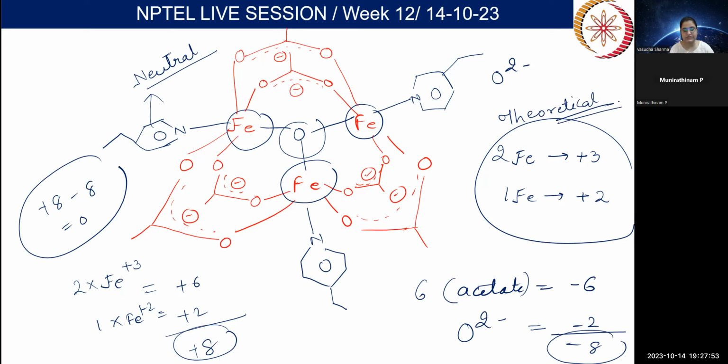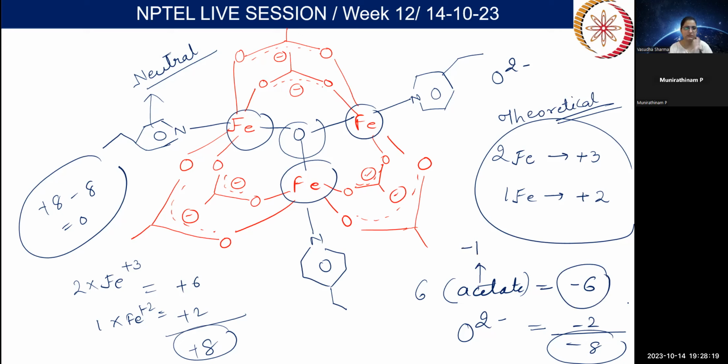So up to this point, is this clear? Ma'am, once again, that is 6 acetate equal to -6. We are talking about charges right now. So 1 acetate gives you -1 charge. 6 into -1, it's -6. So I'm just writing. Okay, ma'am. O2 minus, ma'am. Oxide, that is giving you a -2 charge.